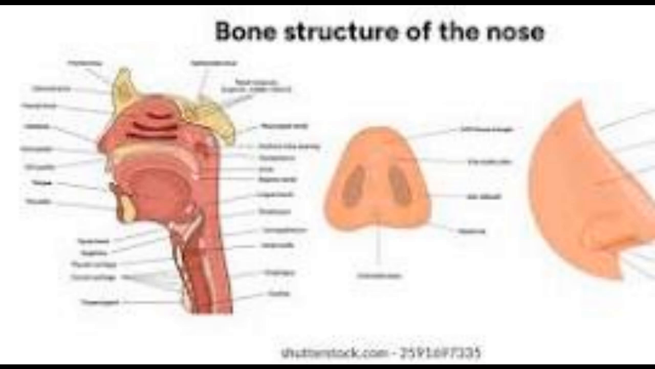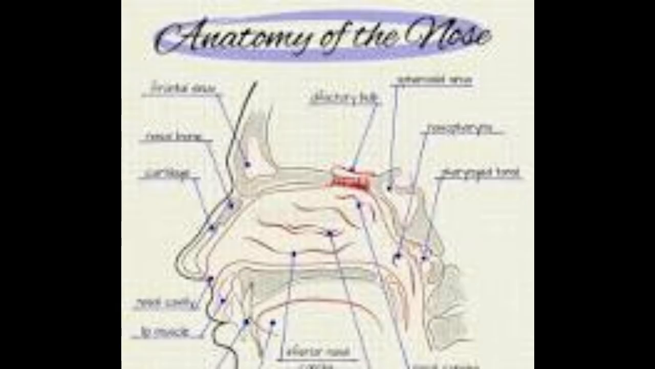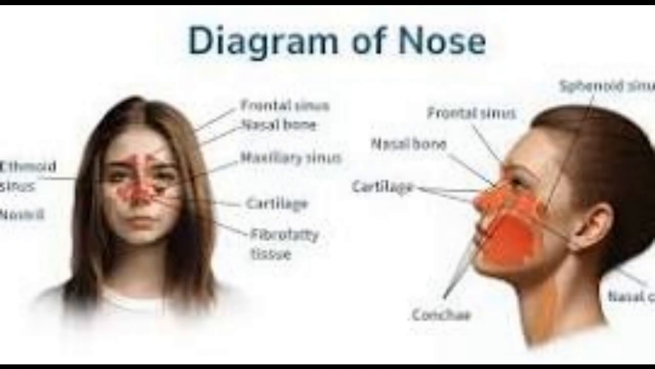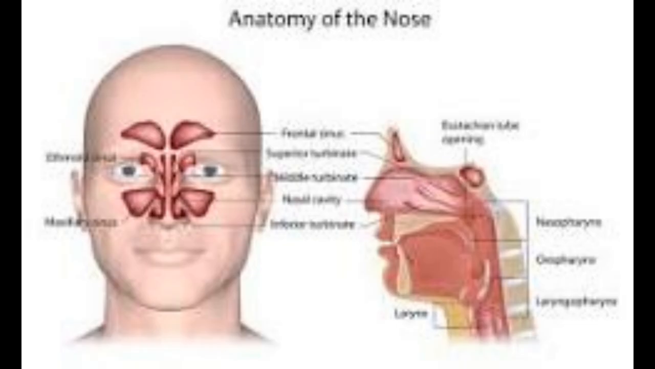Internal nose. Nasal cavity structure. 1. Nasal septum, a thin wall of cartilage and bone that separates the two sides of the nasal cavity. 2. Turbinates, long, thin bones that project into the nasal cavity, helping to warm, humidify, and filter the air. 3. Meatuses, passages between the turbinates that allow air to flow through the nasal cavity.